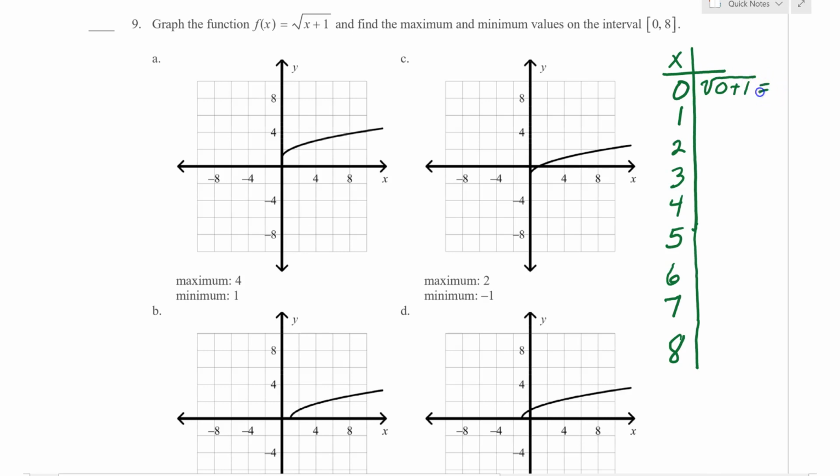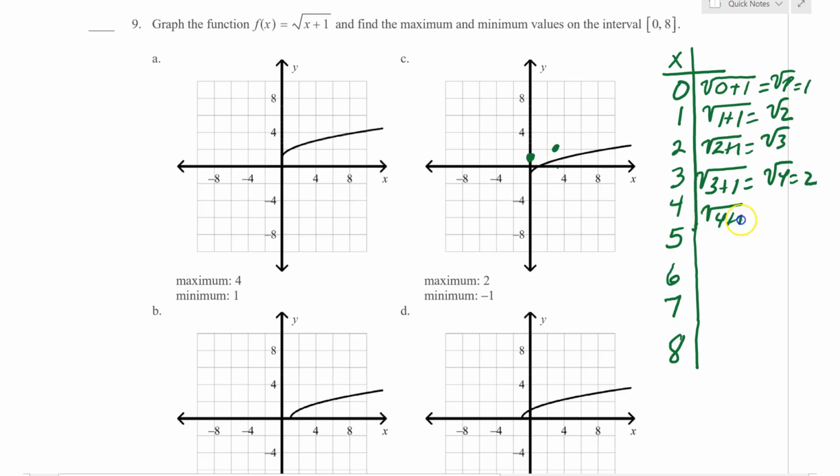0 plus 1, which gives you the square root of 1, which gives you 1. So it should have been 0, 1, and then you have square root of 1 plus 1, so it's the square root of 2. This is square root of 2 plus 1, which gives you the square root of 3. This is the square root of 3 plus 1, which gives you the square root of 4, which is 2. So it should be 3, 2, which is right here.